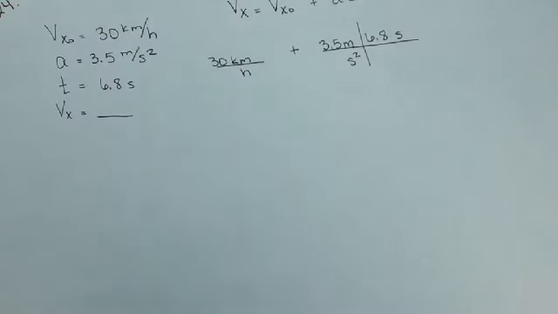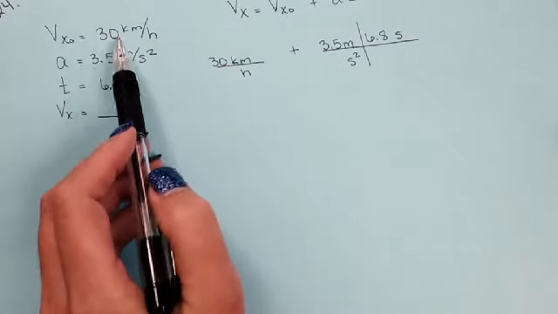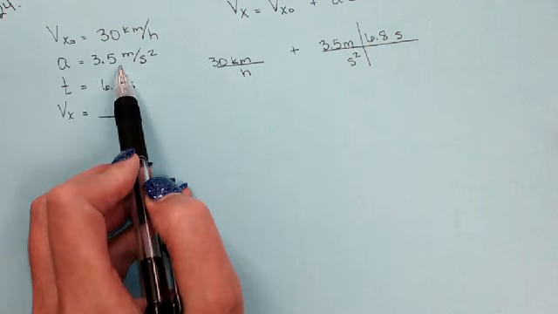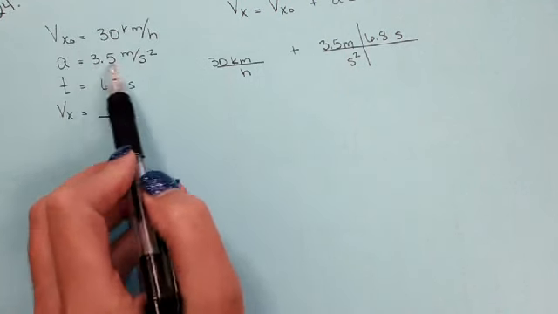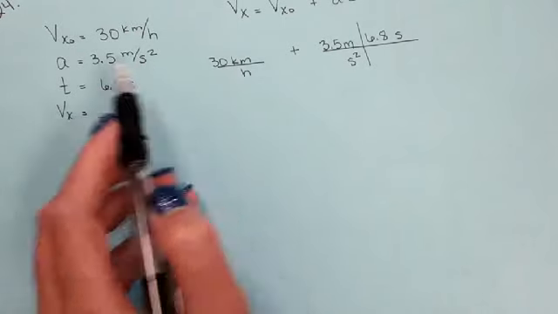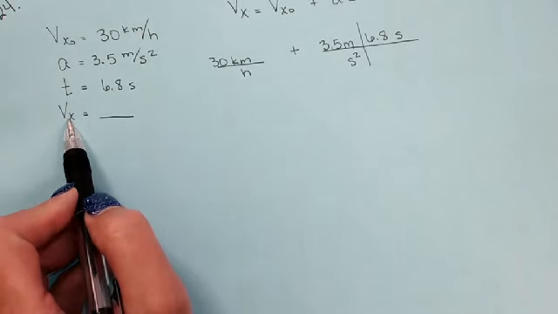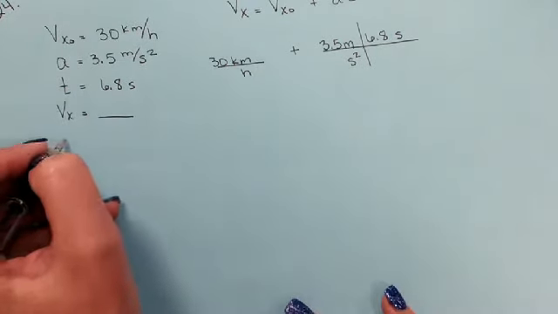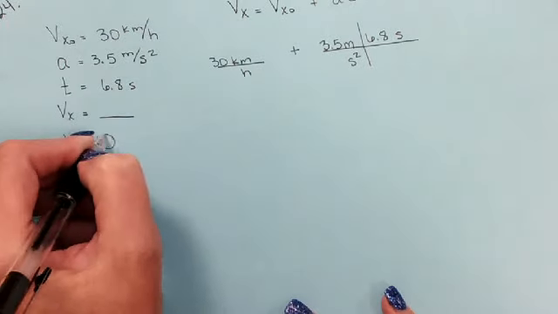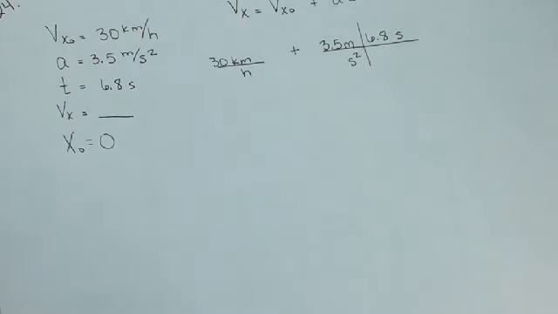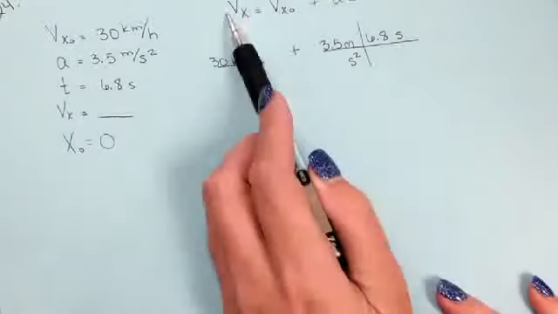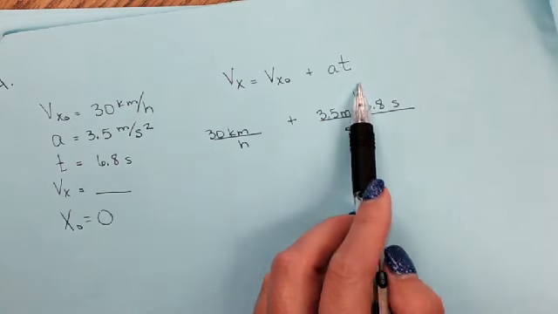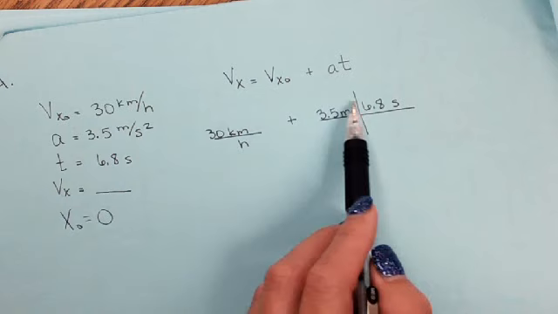Okay, number 24, we have a bus traveling at 30 kilometers per hour. It speeds up at a constant rate of 3.5 meters per second squared. What velocity does it reach, Vx, 6.8 seconds later? So these are the things that I'm given, and it did not tell me anything about initial position, so I can assume that's 0 again. Okay, so I'm looking for Vx. I know everything in this equation, so I can use this equation and make sure you're putting everything in and showing your units.